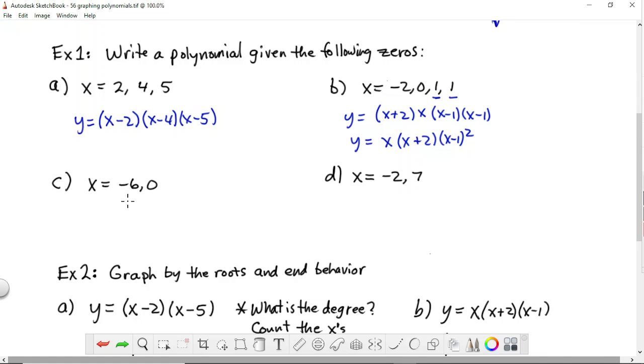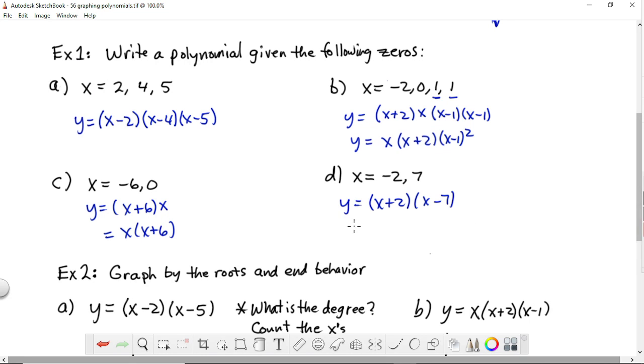x equals negative 6, 0, and 0 are the zeros. So we have x plus 6 as a factor, and again x minus 0, which is just x. And we'll usually write that the other way around. Put the x out front. It's just the more typical way of writing it. Last one. You have x plus 2 and x minus 7. Okay, so that should give us an idea of what we're doing with these.